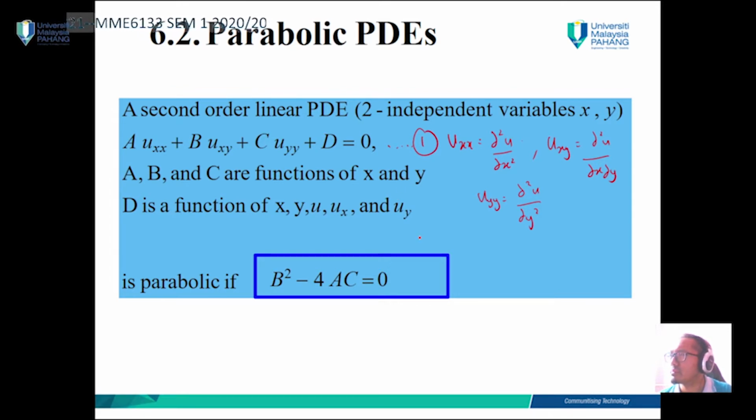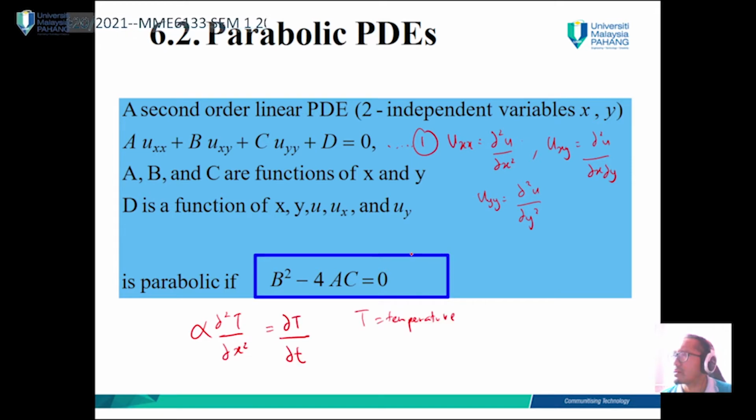And one of the simple examples of a parabolic PDE is the heat conduction equation for a metal rod, where alpha times the second derivative of T over x is equal to the derivative of T over time, where T would be the temperature as a function of location x and time t, in which the thermal diffusivity alpha is given by alpha equals K over rho C, where K is the thermal conductivity of the rod, rho is the density of the rod, and C would be the specific heat of the rod material.